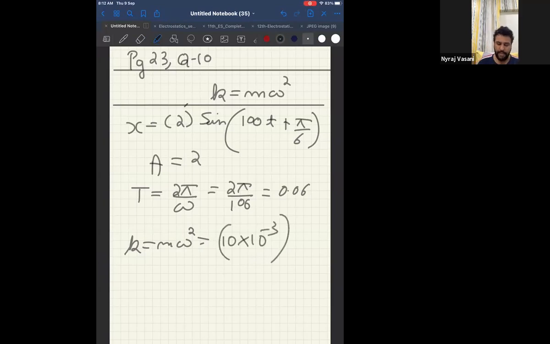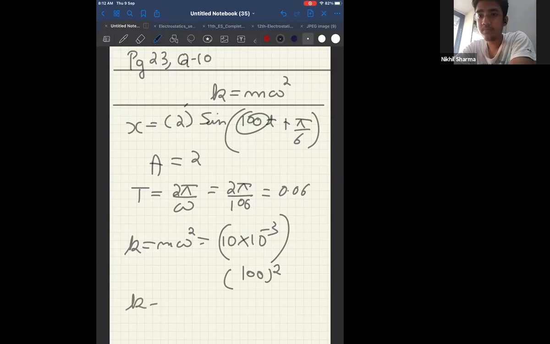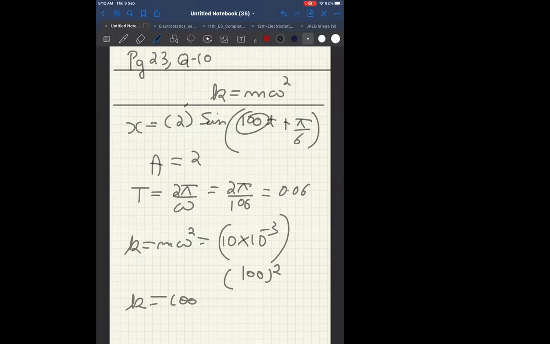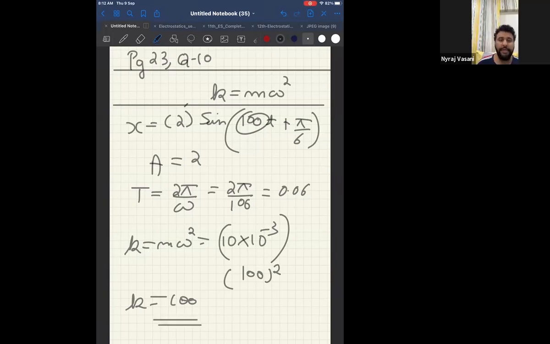Okay. Omega square. Omega square, if I compare it, tell me what is the answer? So 10 square. 100. Answer is 100. Understood how? Therefore, my force constant is 100.